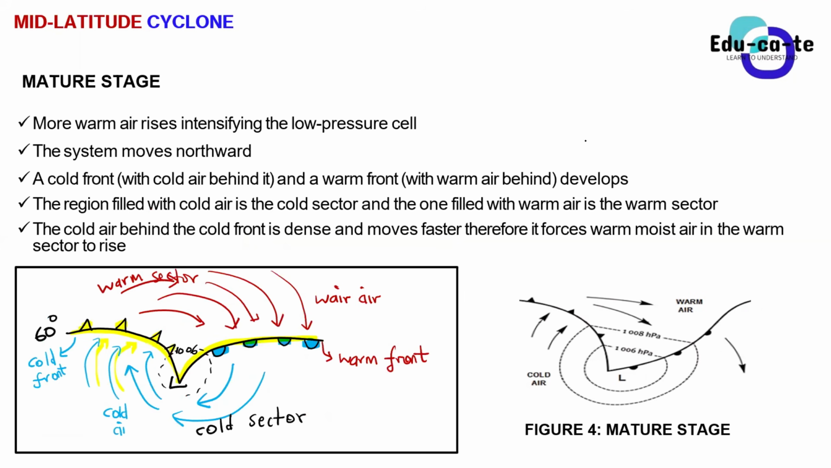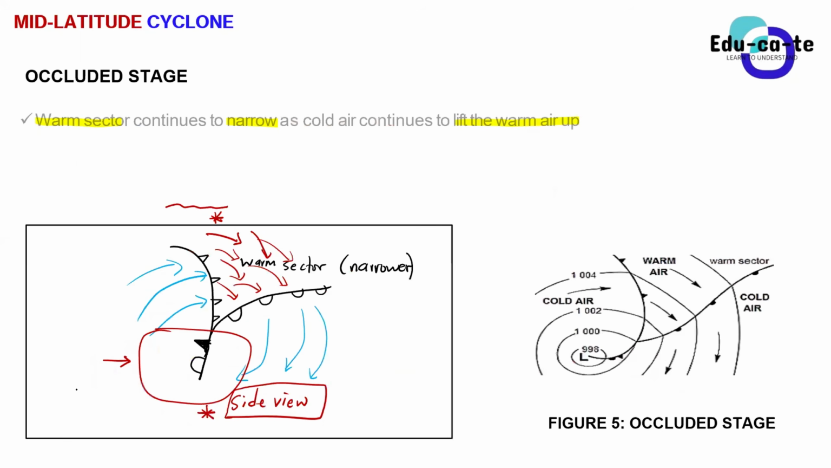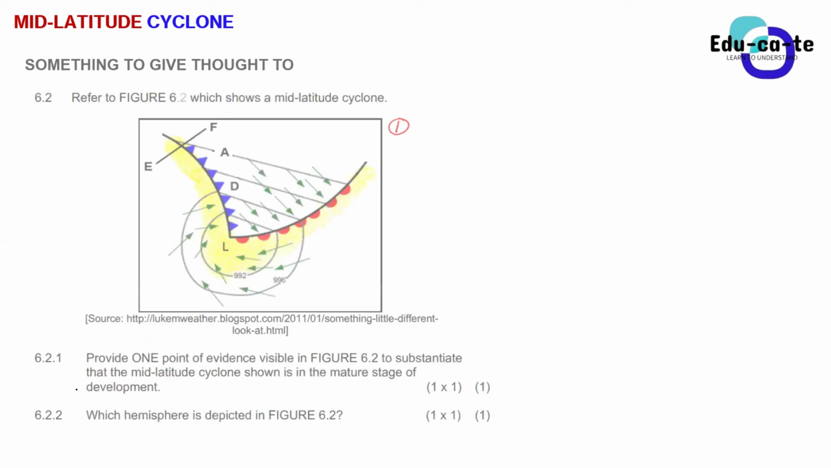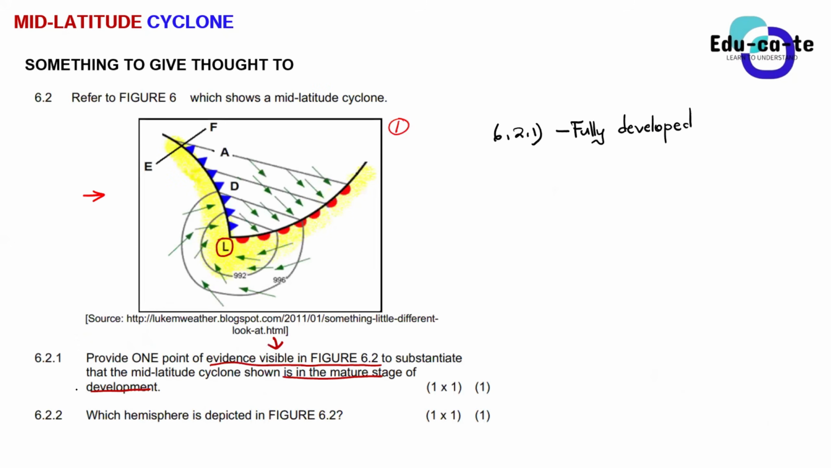Okay. So, guys, the cold sector is larger than the warm sector. Well, even in the occluded stage, it is still the same thing. But here, the most notable thing that you can see is that there is a fully developed warm front and a cold front. It's something that is evident from the diagram.